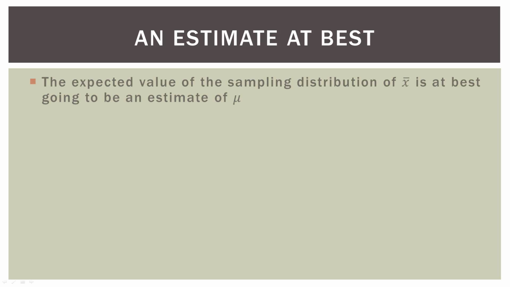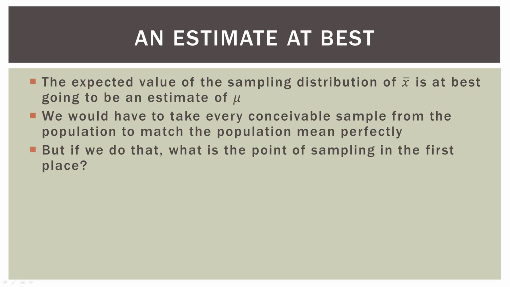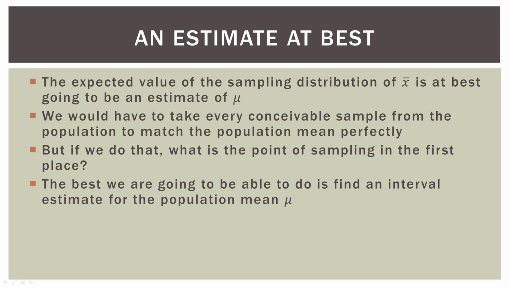Now, of course, it's an estimate at best. The expected value of the sampling distribution of X bar is at best going to be an estimate of mu, which is the population mean. We would have to take every conceivable sample from the population to match the population mean perfectly. But if we do that, what's the point of sampling in the first place, right? So we do sampling to get around having to do that. The best we are going to be able to do is to find an interval estimate for the population mean mu.